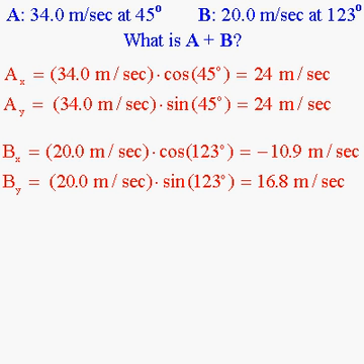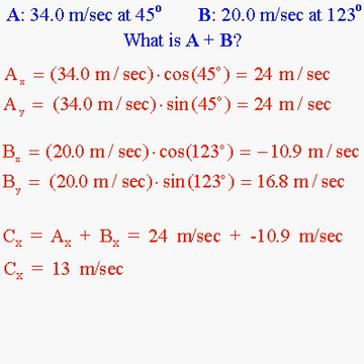Now before we move on, I want you to look at significant figures here. At this point, we're adding. When we add, we have to look at decimal place. We don't count significant figures. We're adding 24 to negative 10.9. 24 goes out to the ones place. 10.9 goes out to the tenths place. So my answer can only be reported to the ones place, and that's why the answer is 13 meters per second.